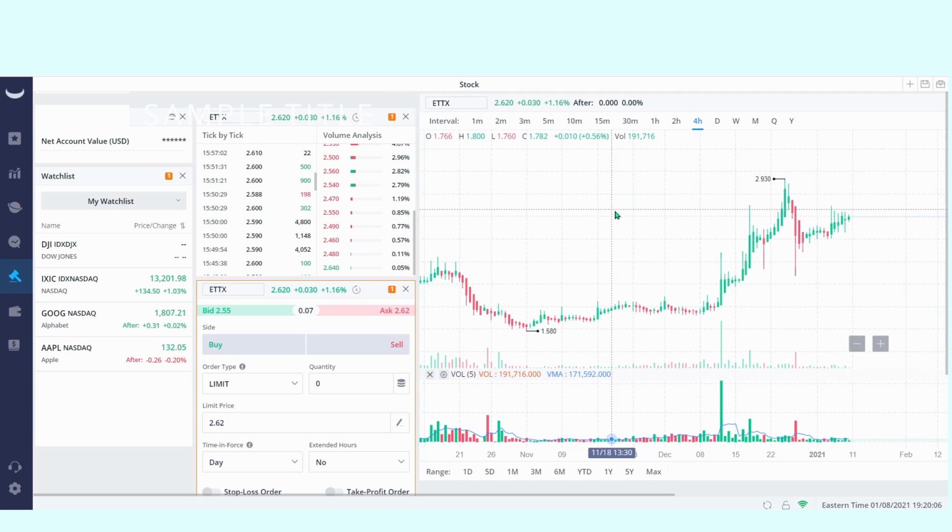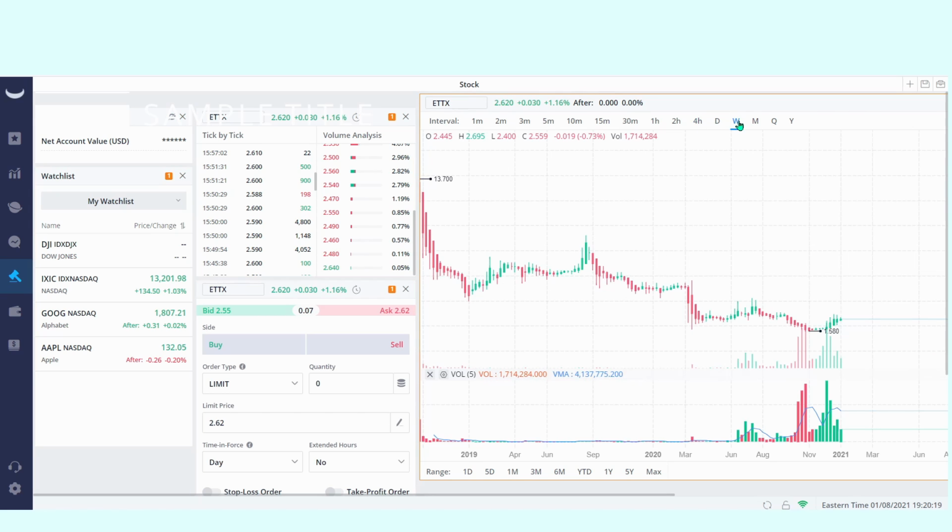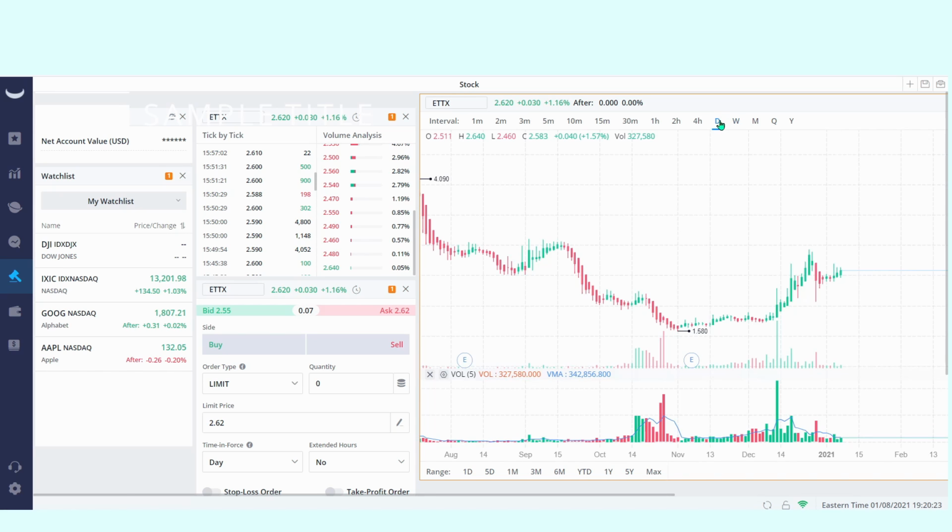And here we are looking at the chart. Here's the chart of ETTX. You can see I can look at it in a 1-minute interval, 2-minute, 3-minute, 5-minute. I usually look at things in a weekly view unless I'm buying it right now, just to see how it's going. You can look at a daily view. Right now it's been in somewhat of a recovery.